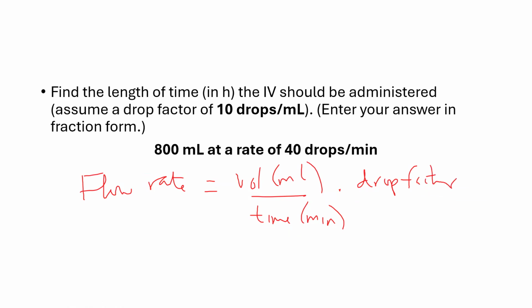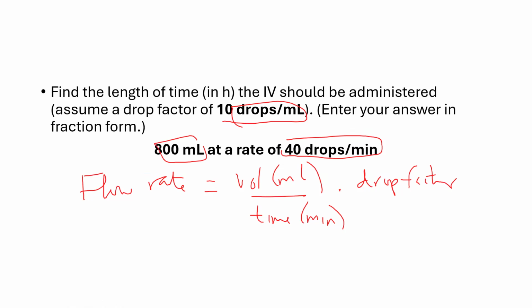Now in this problem, I've got the flow rate. The flow rate is in drops per minute right here. I've got the drop factor, which is 10 drops per ml. I've got the volume, which is 800. I've got to find the time. But remember, the time is in minutes, so when you find the time in minutes, you've got to change to hours.